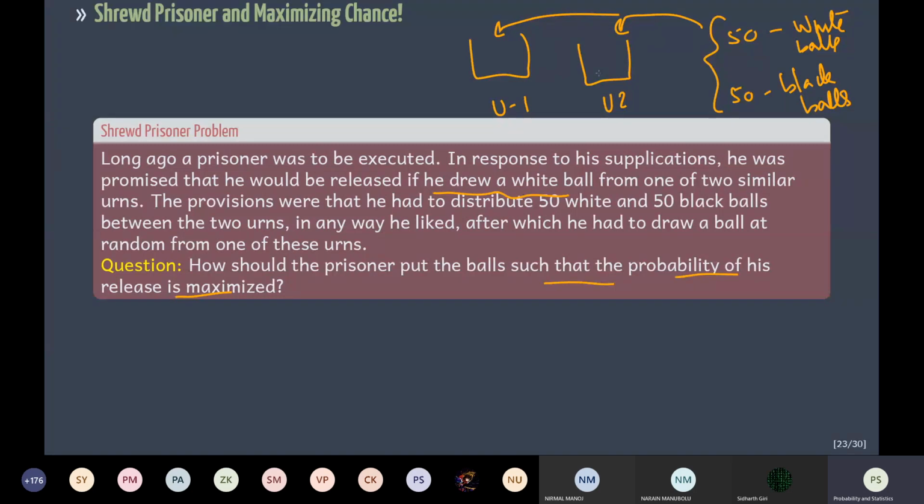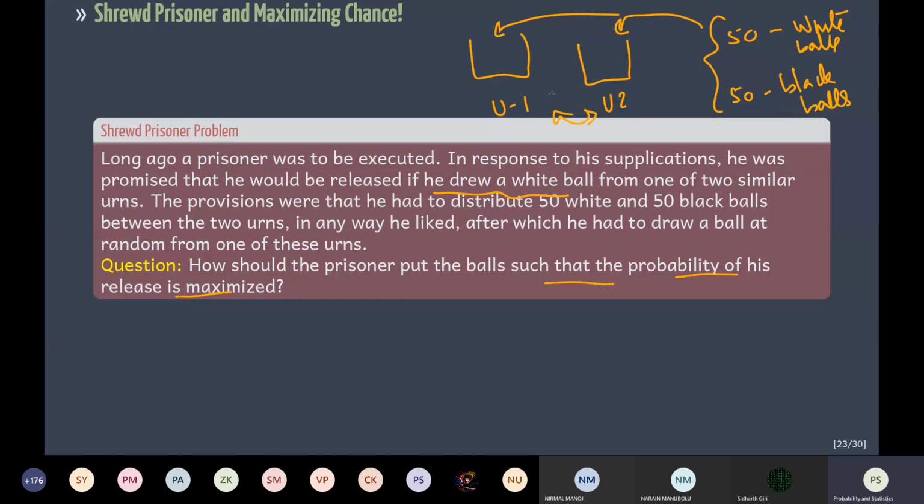Obviously, when he distributes the balls, these urns may be swapped or flipped. So he will have no idea which side each urn is on, the left urn or the right urn. He will be blindfolded, and he has to pick a ball randomly after that. So he has to pick one of the urns.